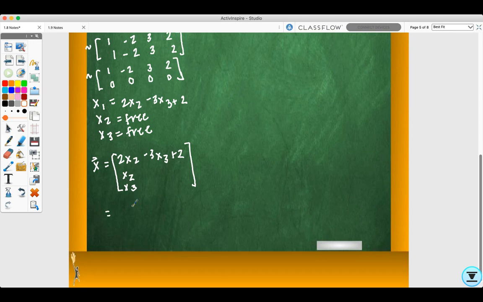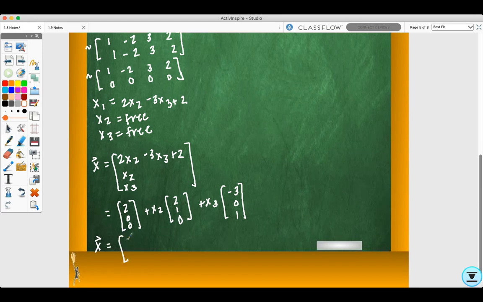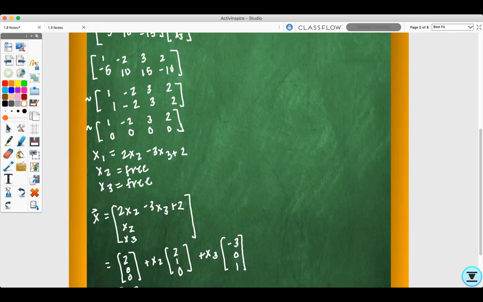This we then could write as 2, 0, 0, because those are my constants, plus x2 times 2, 1, 0, plus x3 times -3, 0, 1. And x would be the constants, therefore x would be 2, 0, 0. And that would be your answer.